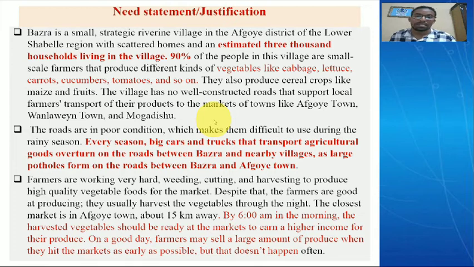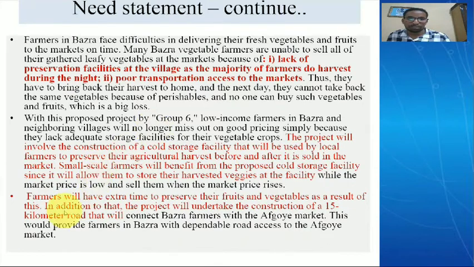Because of that, this project will solve those challenges with the construction of a 15-kilometer road and the establishment of one cold storage facility. So let's jump into the next. Need assessment continues. I already mentioned the aim of this project, and how this project will solve the problem that has been faced by the Basra community.